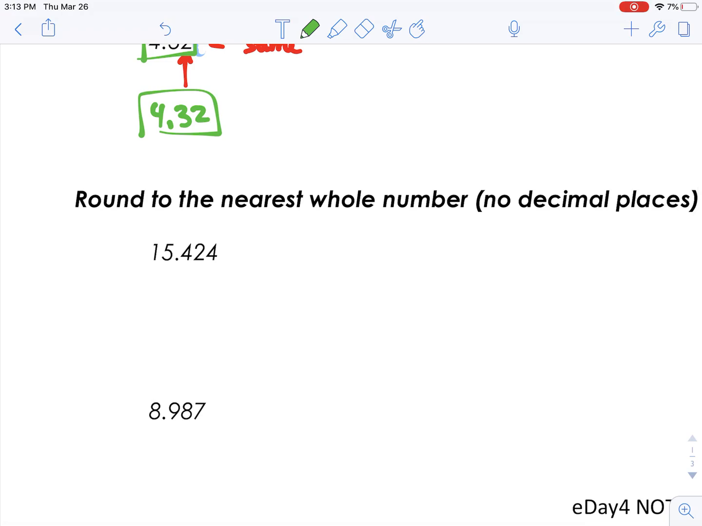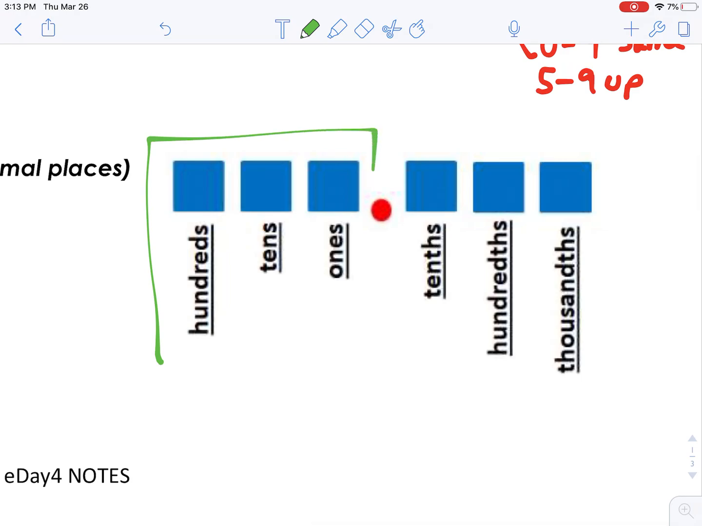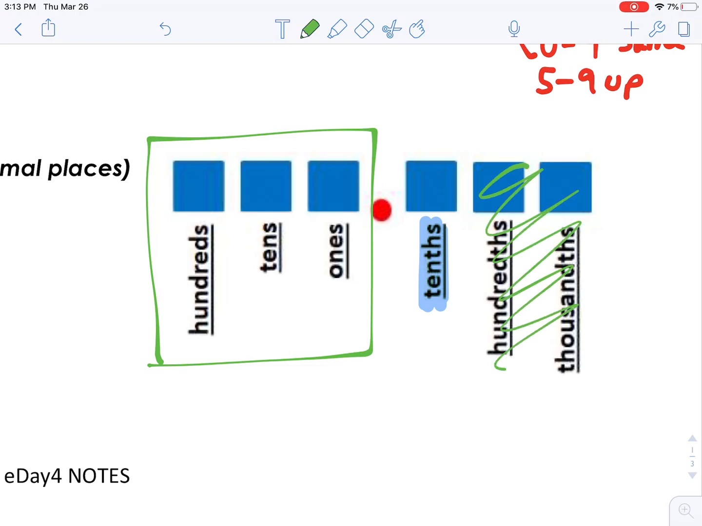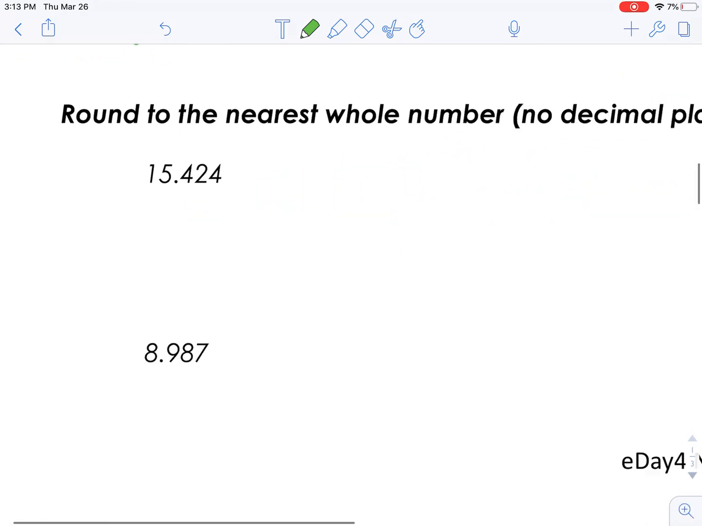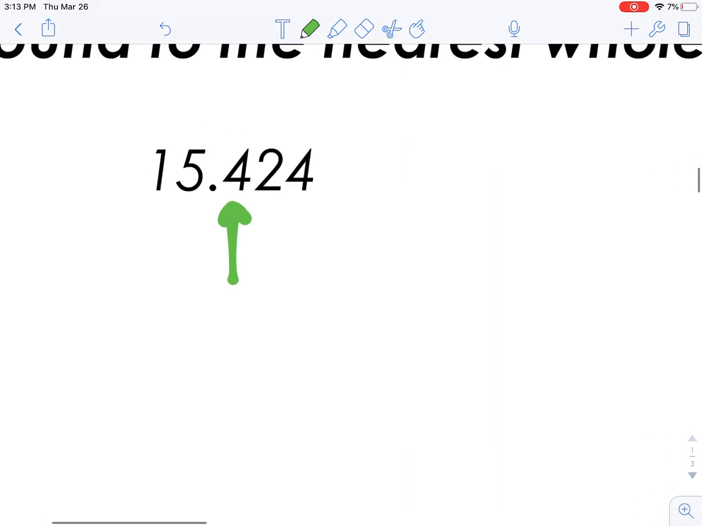This last one says to the whole number. That means we want no decimal places. And so the whole number means everything to the left of the decimal place, and then we look at the tenths, that first decimal place, and decide what's happening, and everything else beyond does not matter. So first we're going to look at this 4. Everything beyond does not matter.